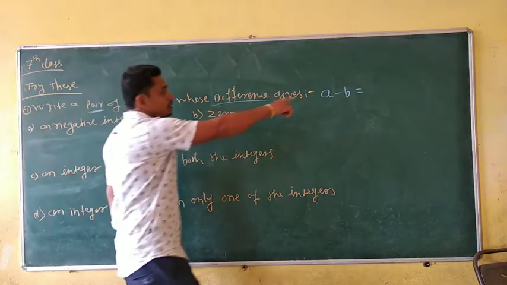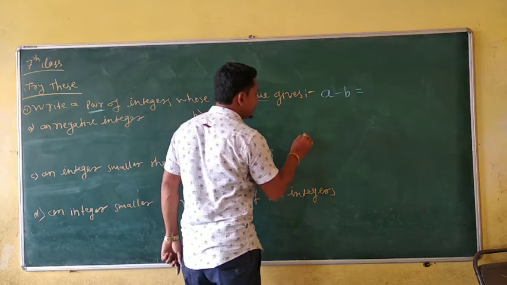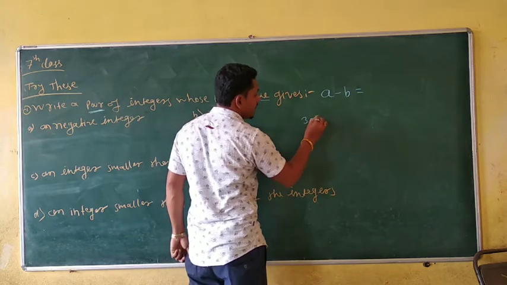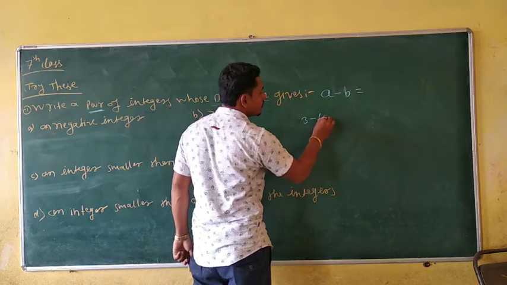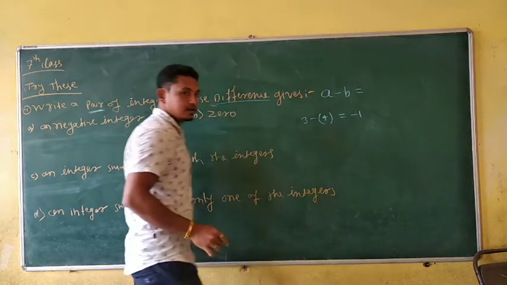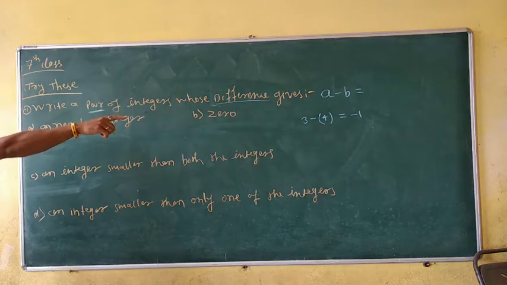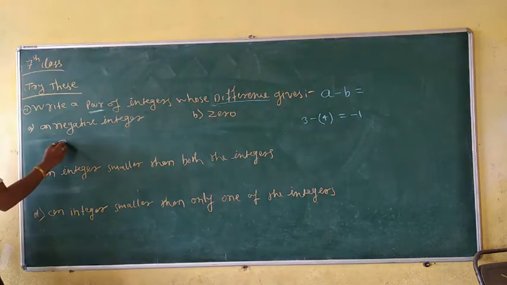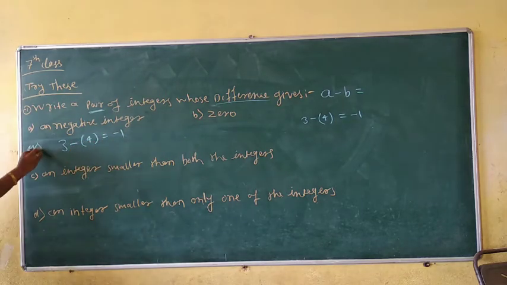So here, consider a and b are the two integers. Say a is equal to 3, and b is taken as 4, so 3 minus 4 is minus 1. So here the difference gives minus 1, a negative integer. Minus 1 is a negative integer. Is it right? So 3 minus 4 gives rise to minus 1.